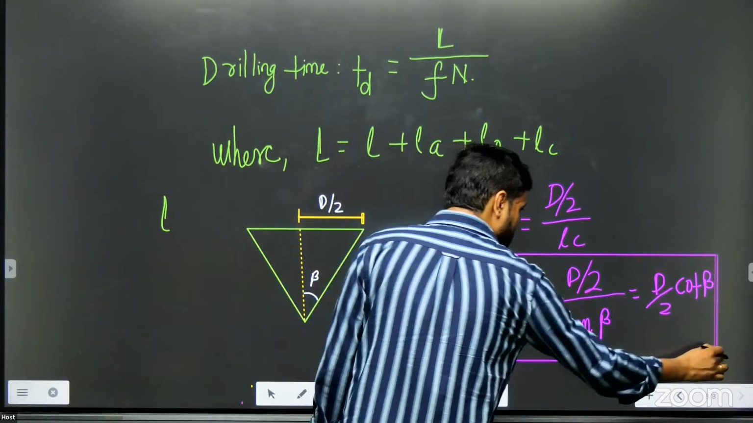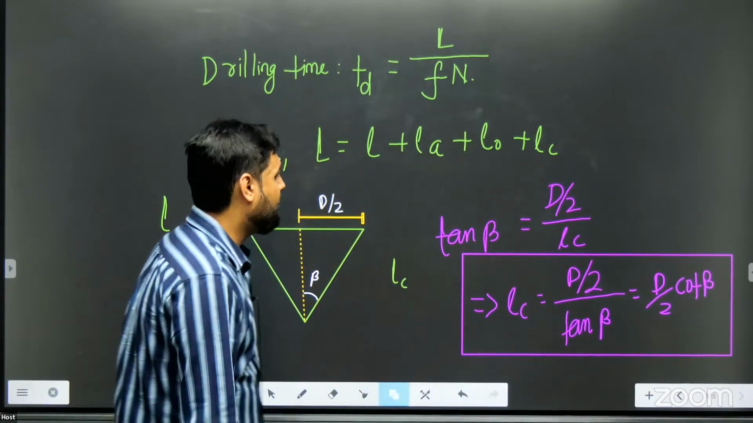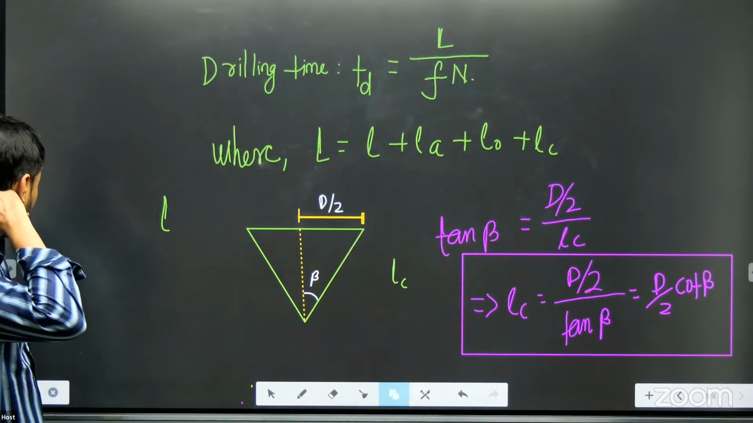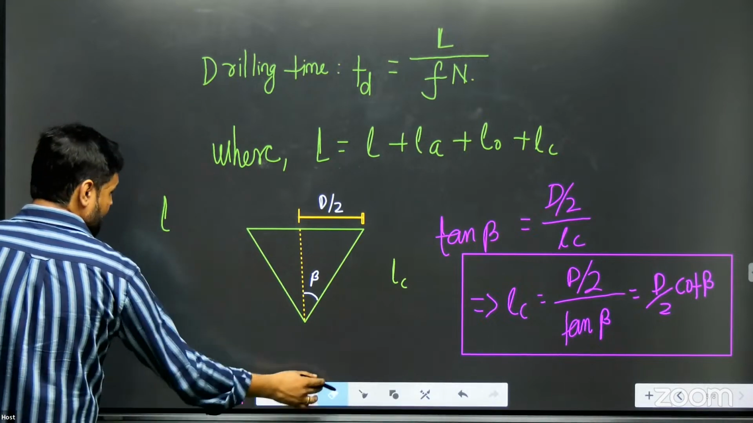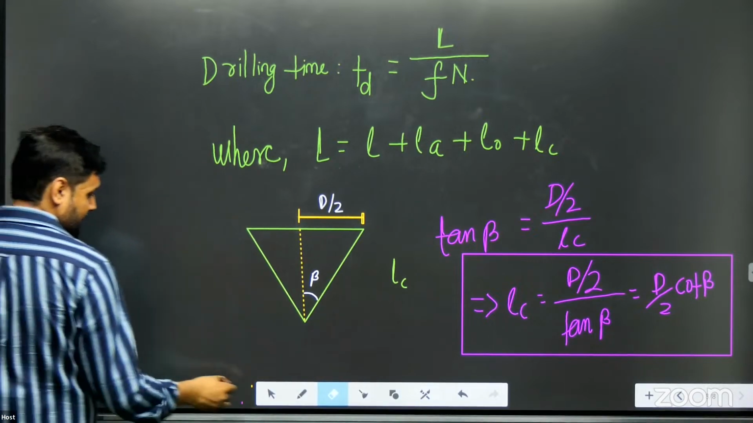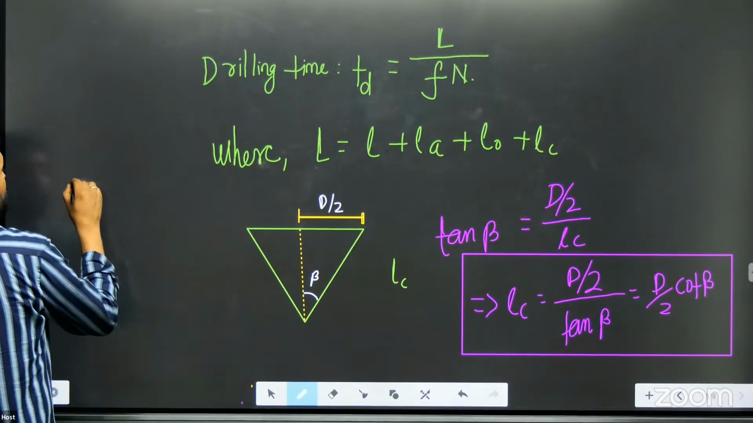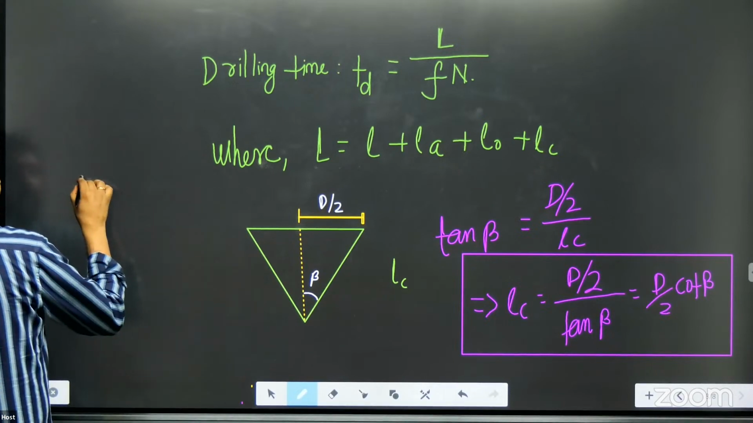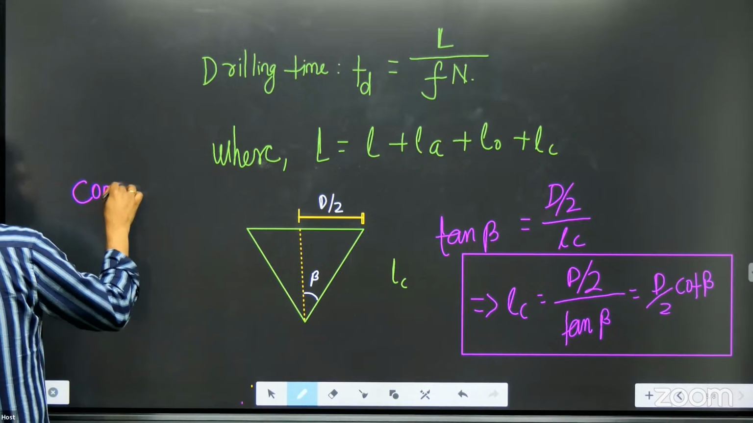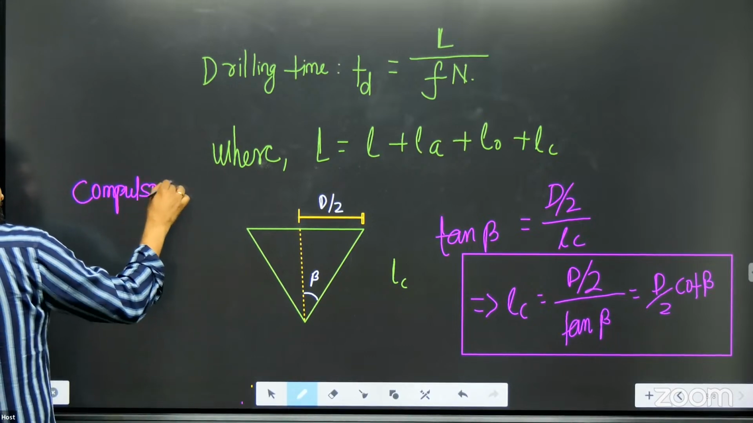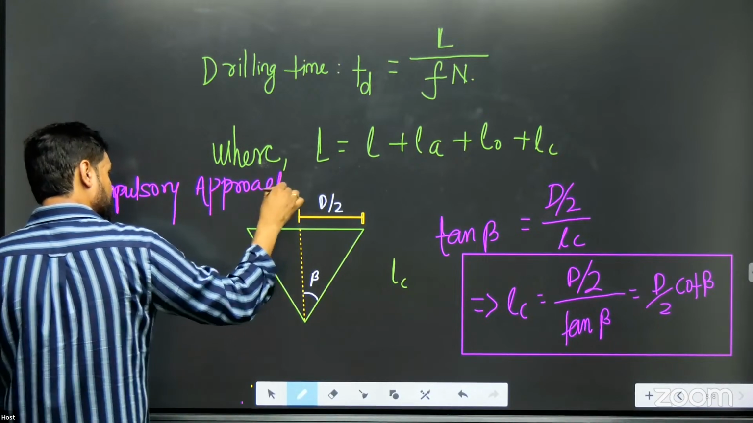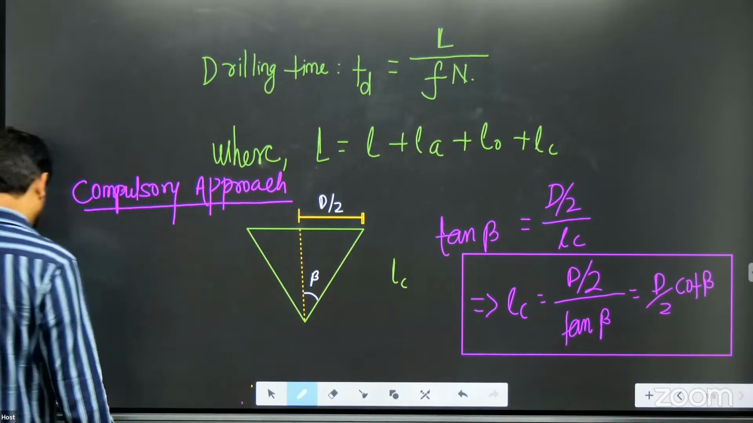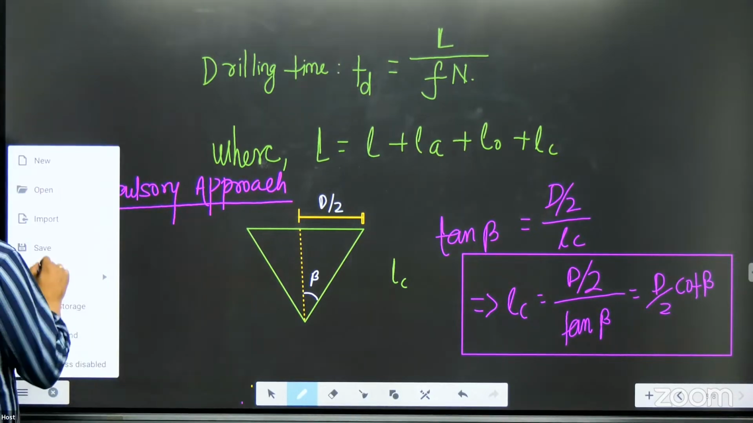Now that means to find that compulsory approach you need that angle. If that angle is not given, what to do? Neglect LC as well. Okay, neglect LC as well.